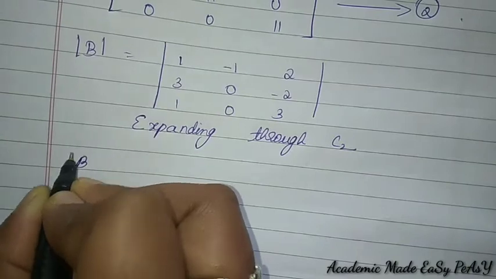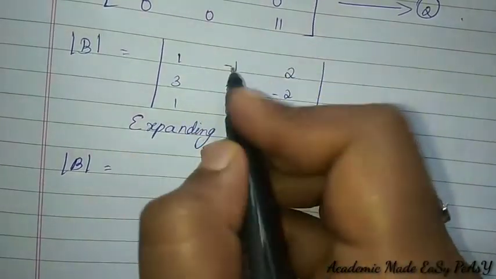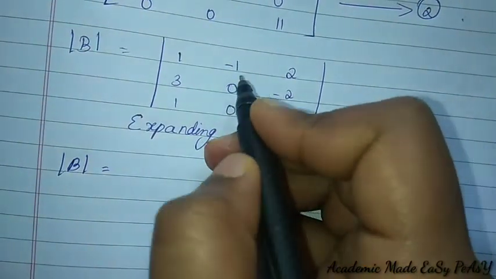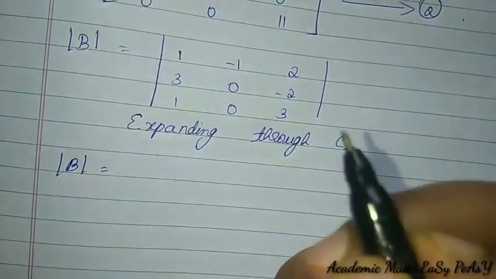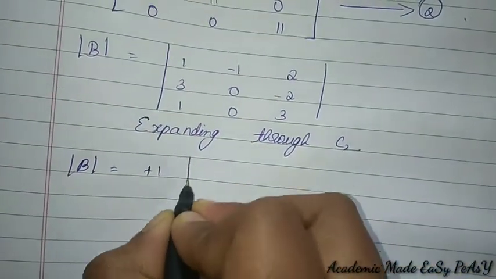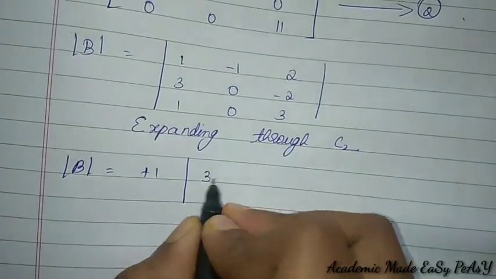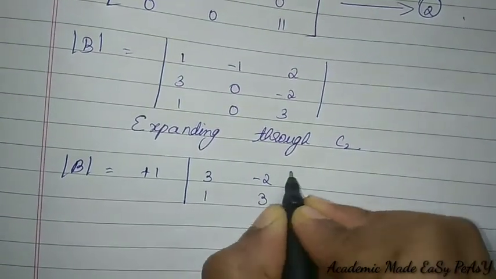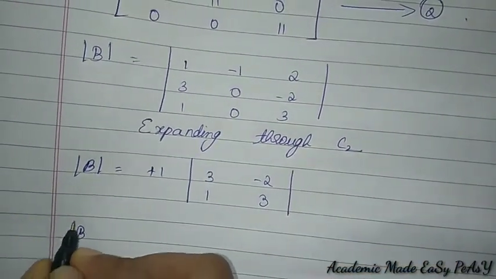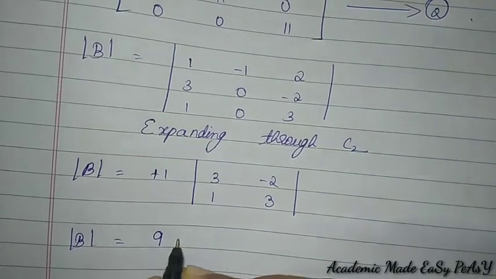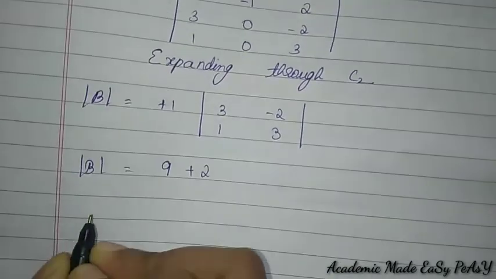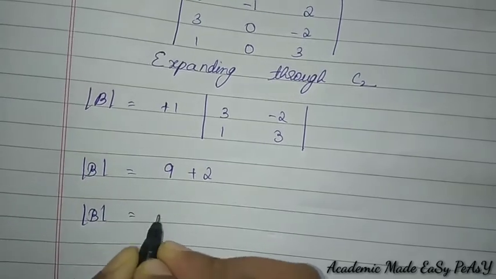So determinant B is equal to, this is odd position, no? So minus of minus will become plus. So plus 1 into what is remaining? 3 minus 2, 1, 3. So determinant B is equal to 9 plus 2. So determinant B is equal to 11.